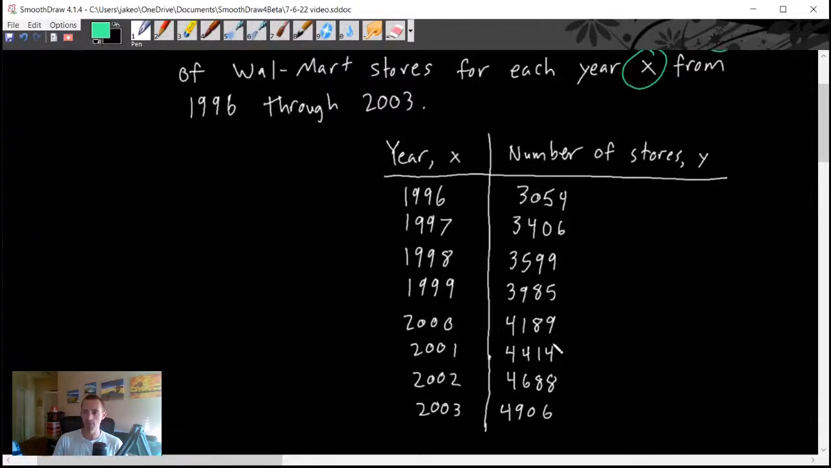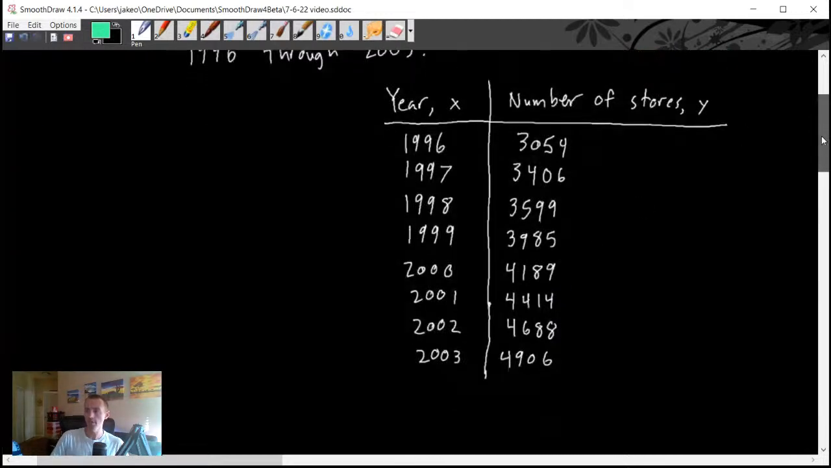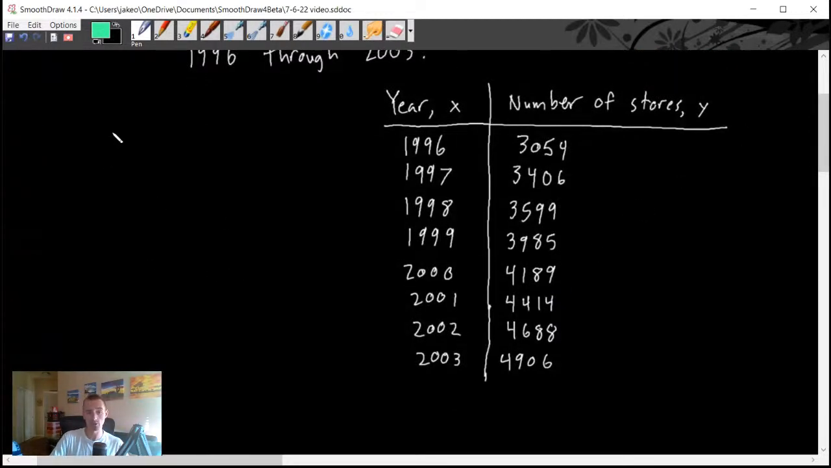So essentially to make a scatter plot, all you really have to do is start by sketching your horizontal and your vertical axis. Typically your horizontal axis is going to be time, not necessarily always, but that's probably the most common thing that you'll see. And then in your vertical axis, you're going to have whatever the thing is that you're plotting. So in this case, it's number of stores, or Y.